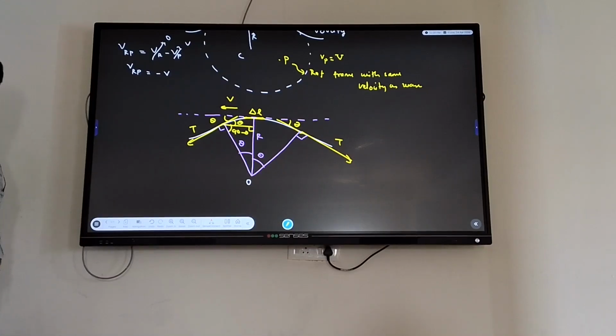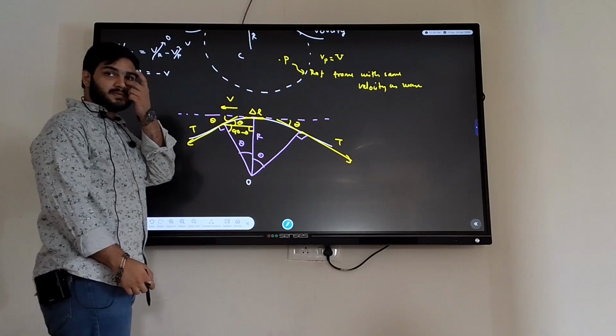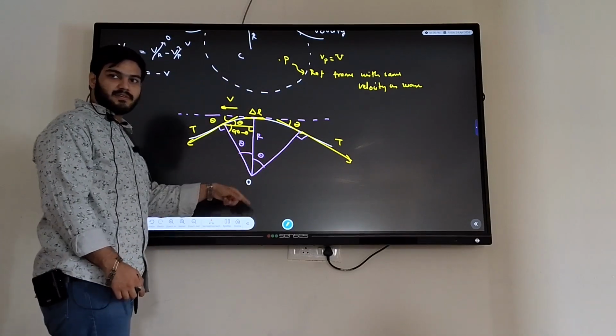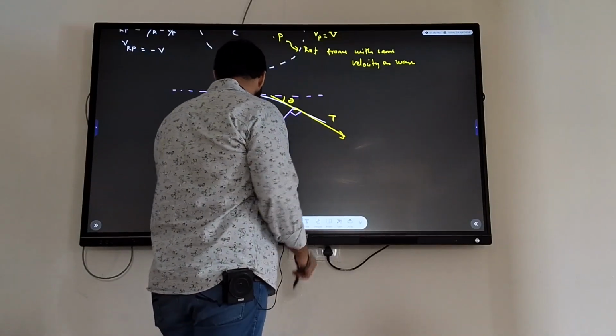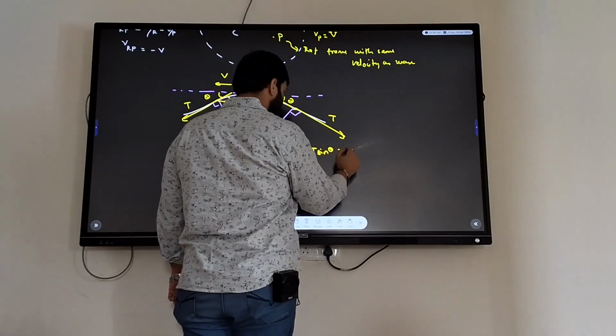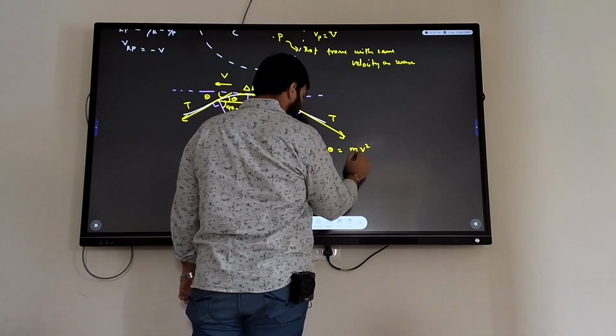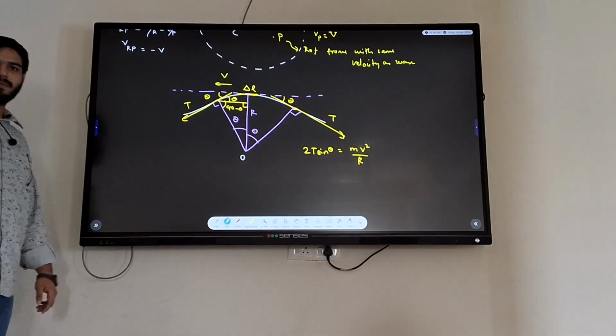Then what components add and what components subtract? Sine components add up and cos components cancel, yes. So the sine components will act towards what? They will act towards the center of the circle. So the cos components cancel and the sine components give 2T sine theta equal to mv square by r. That is the centripetal force.